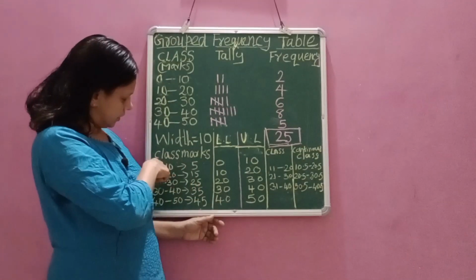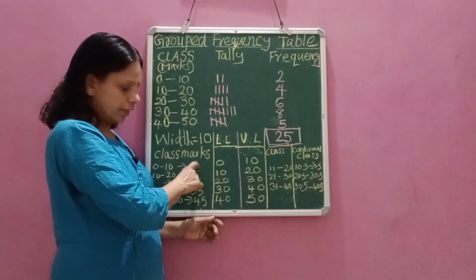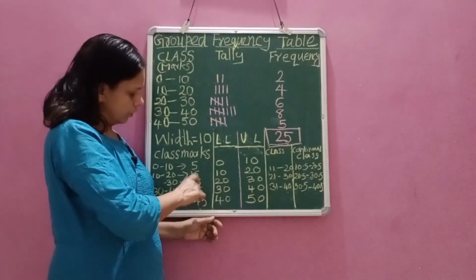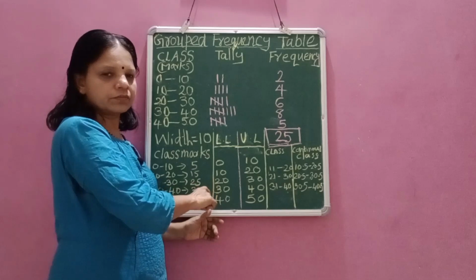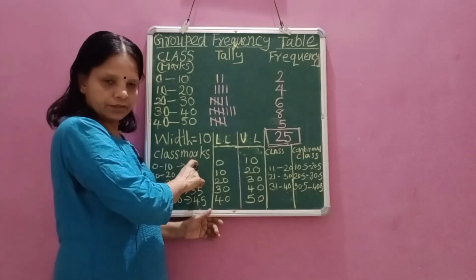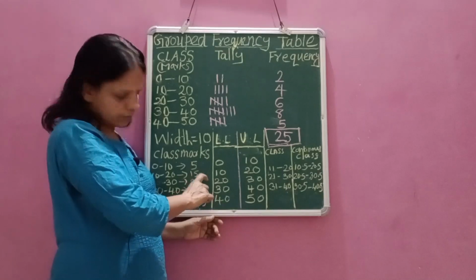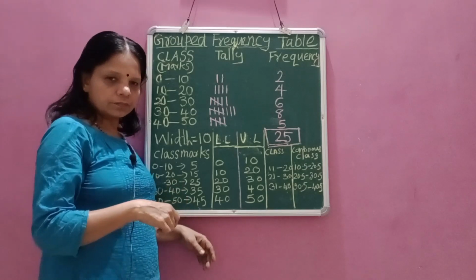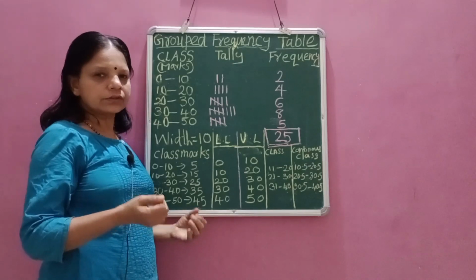Here I have mentioned the class marks of each class: for 0 to 10, 5, 15, 25, 35, 45. You can also observe that the difference between two consecutive class marks will be equal to the width of the class. 15 minus 5, 10. 25 minus 15, 10. 35 minus 25, 10. 45 minus 35, 10. This class mark is also called midpoint.